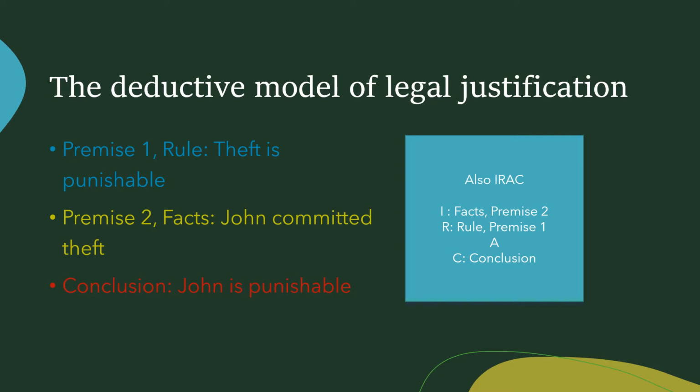The deductive model of legal justification classically is presented through the legal syllogism. In the legal syllogism, we have a rule, we have facts, and then finally we apply the rule to the facts. So the rule could be stealing is punishable, then the fact could be that John stole, then the application of the rule to the facts is that John is punishable.